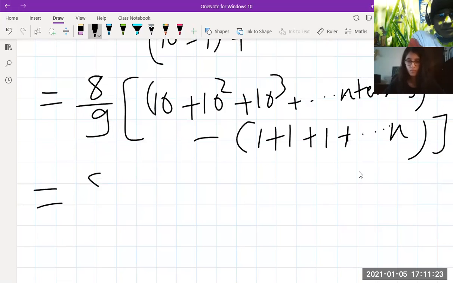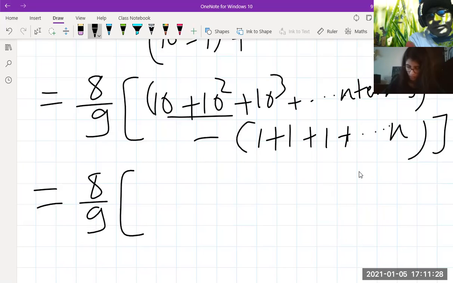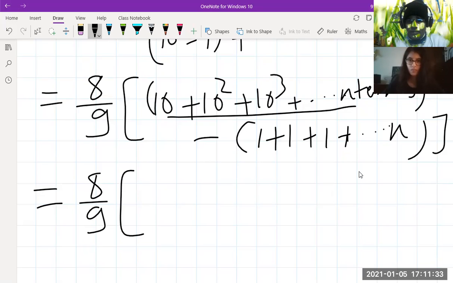Now this is 8 upon 9, and if you observe, this makes a GP, is it? Geometric progression. Yes, sir. So what is the sum of geometric progression? What is the sum of n terms in geometric progression? Sir, is it a into r power? No, I think I forgot the formula. You forgot the formula. Okay, so I just write down here.